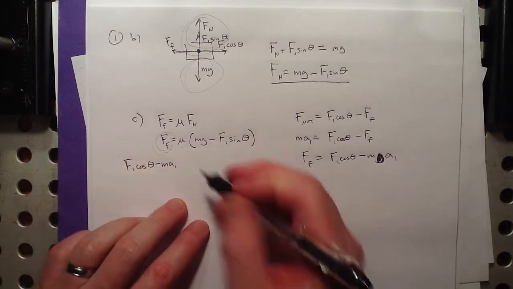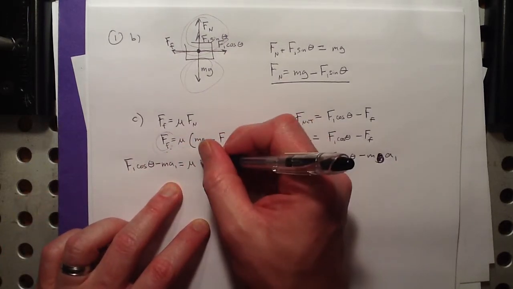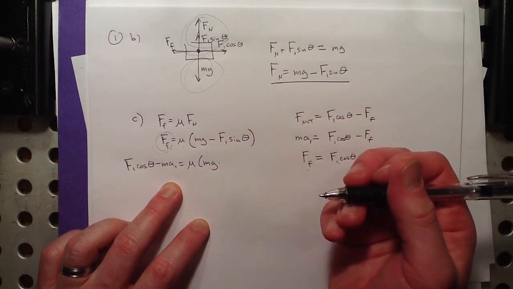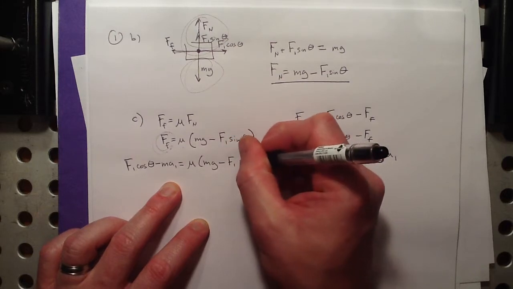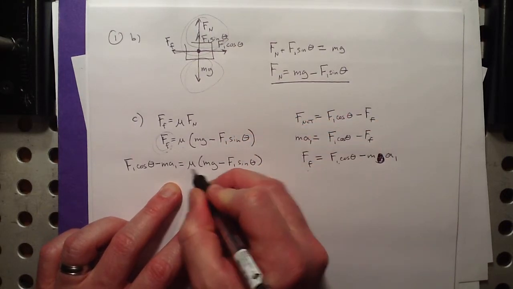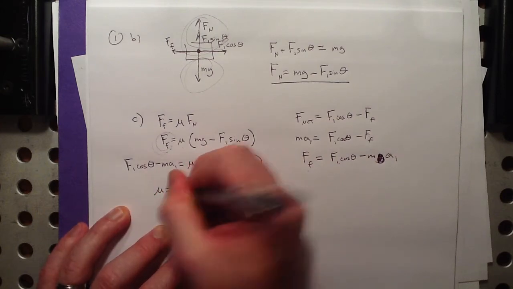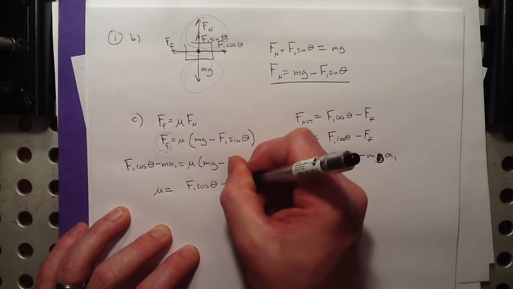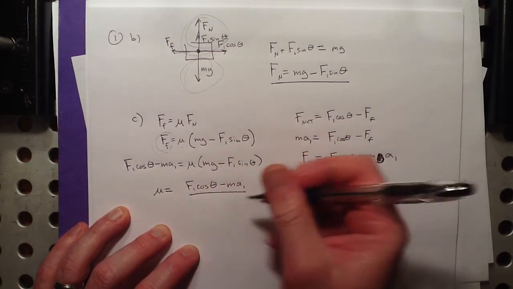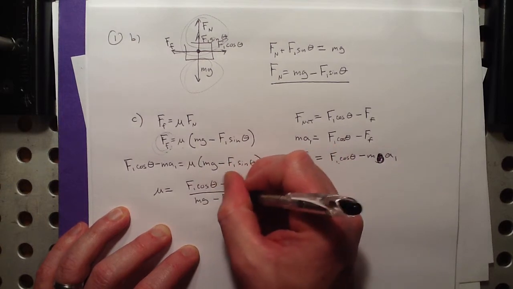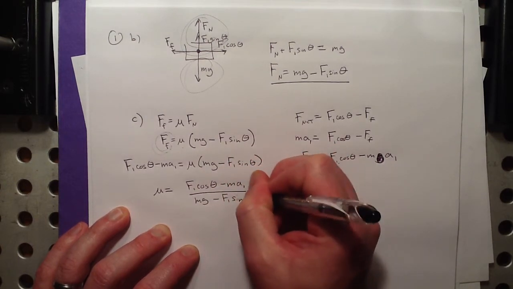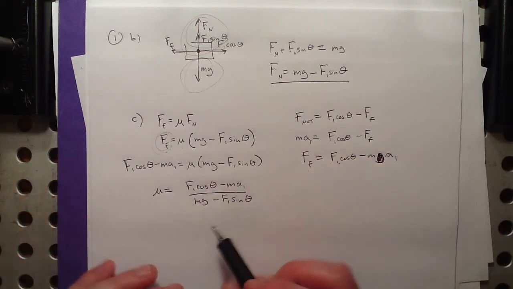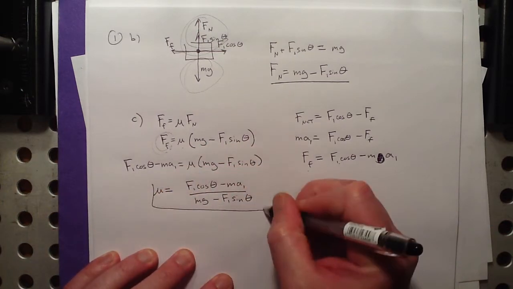That's the frictional force, equals coefficient of friction times mg. Ooh, should we distribute that? No, we shouldn't. Minus F1 sine theta. They want an expression for this. So coefficient of friction is F1 cosine theta minus ma1 over mg minus F1 sine theta. It's a complicated looking expression, but we don't have any numbers, so that's what it is.